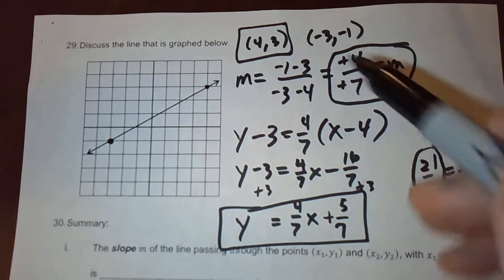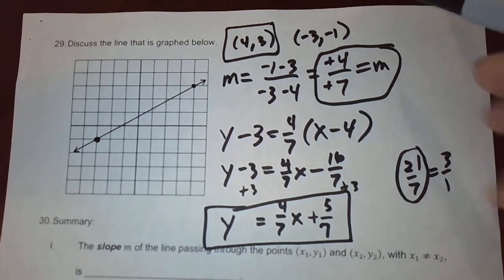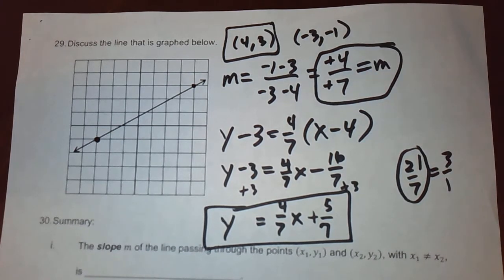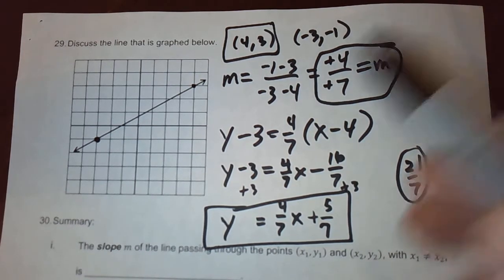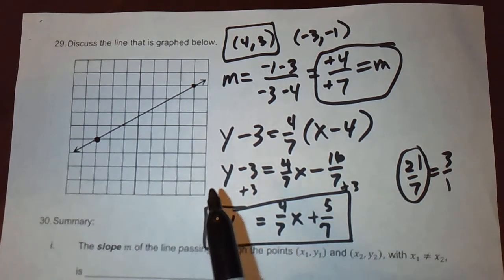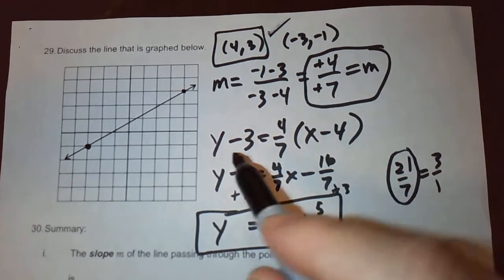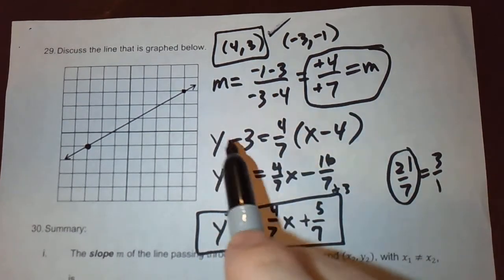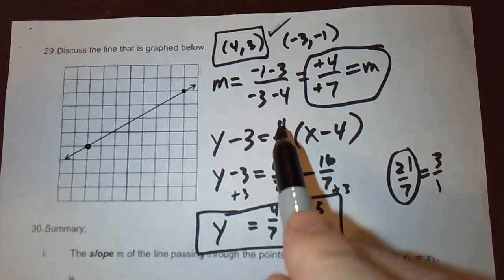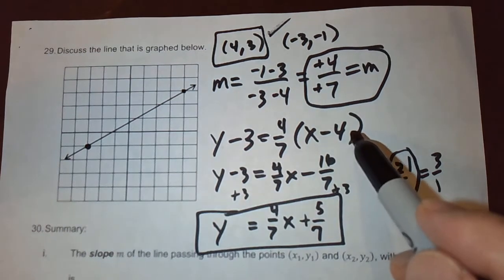So from those 2 points I computed the slope, which I got -4 over -7, which is equal to 4 over 7. So the slope is 4/7. Then I wrote the equation in point slope form using this point here. I got y minus y1, y minus 3, is 4/7, the slope, m, times x minus x1, which is 4.